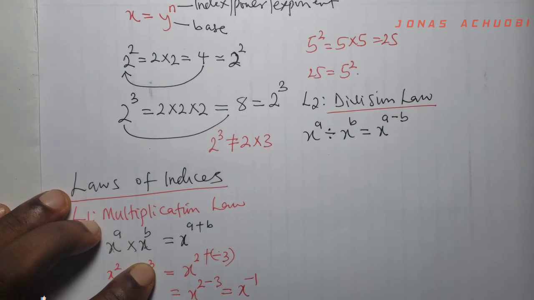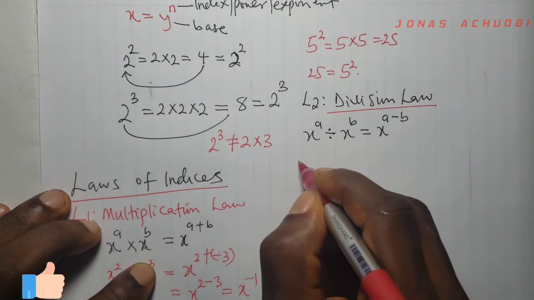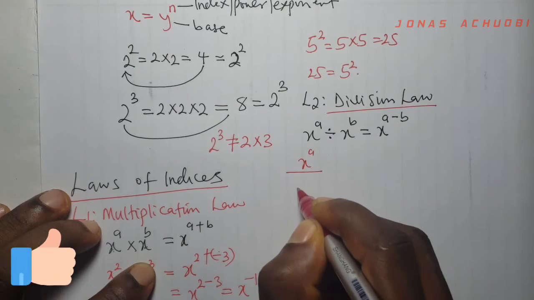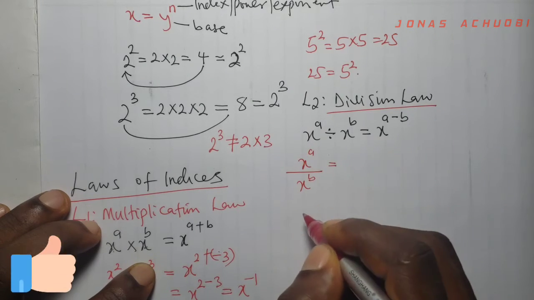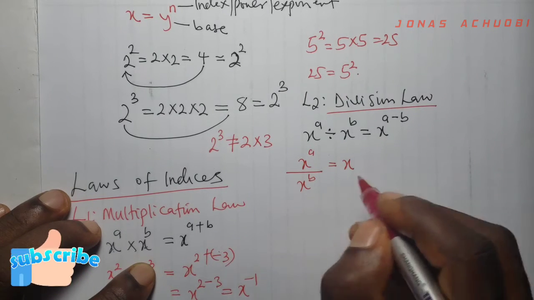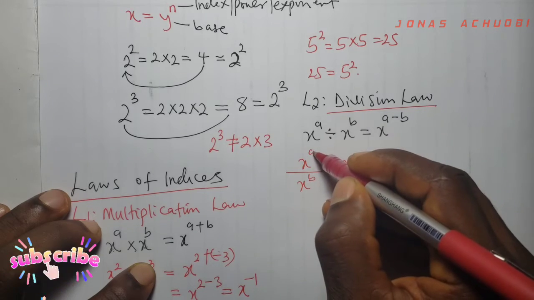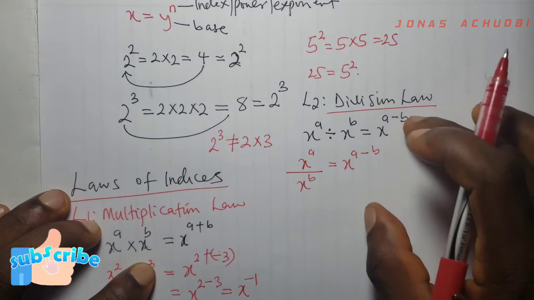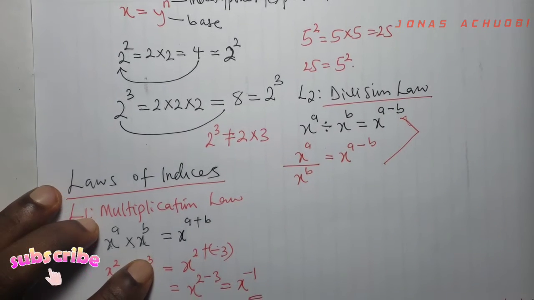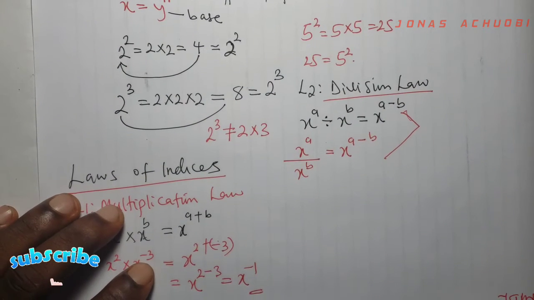This law can also be stated as follows. We can write it like this. We can also write x raised to the power a divided by x raised to the power b. It means the same thing. This is equal to, the bases are the same, we take the base and then subtract the exponent. So the exponent up, or the power up, is a, minus the power down, which is b. So the two expressions mean one and the same thing.